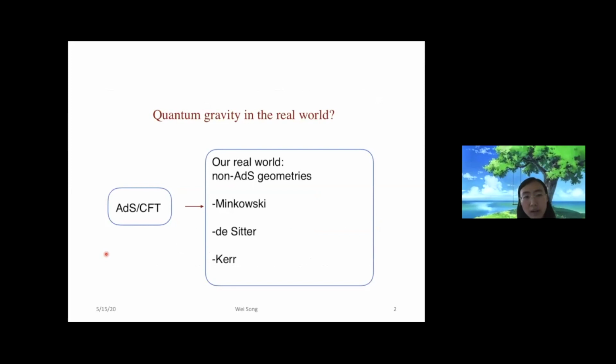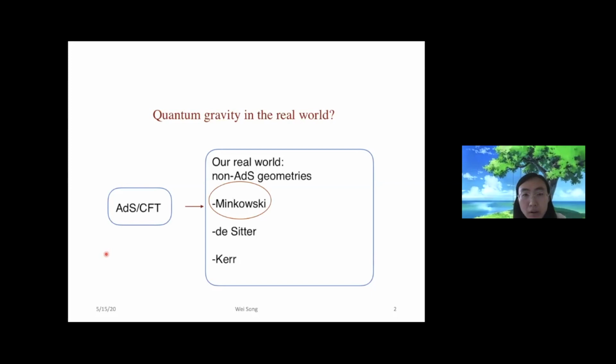As we know, we learned a lot about holography from the AdS/CFT correspondence during the past more than 20 years. On the other hand, our real world is not really anti-de Sitter space, and it would be helpful to make some effort toward understanding holographic duality for these non-AdS geometries. For example, asymptotically Minkowski space, de Sitter space, and cosmological spacetime. And today I will especially focus on Minkowski space.